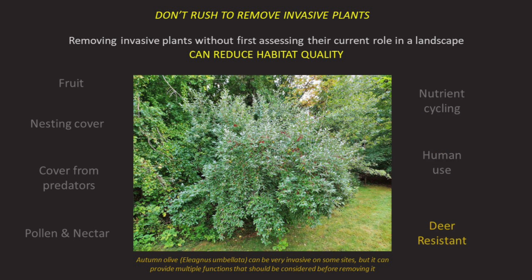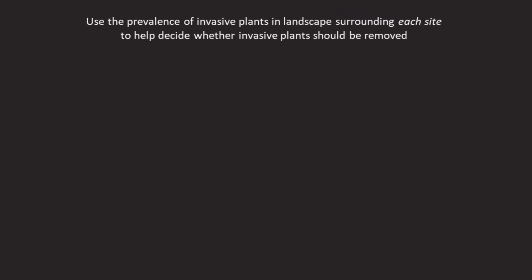And in areas with high deer densities, it can be almost impossible to grow native plants, which are far less deer resistant than most established invasives. Heavy deer browsing is one of the primary reasons why some of these plants become invasive. I use the prevalence of invasive plants in the surrounding landscape as one guide to help me decide whether I should remove an invasive plant from my property.